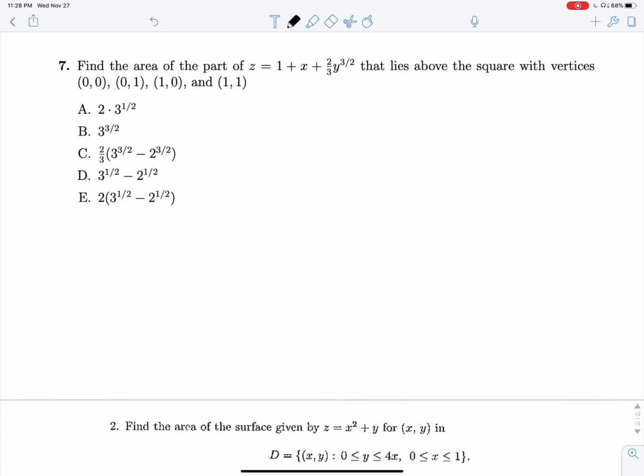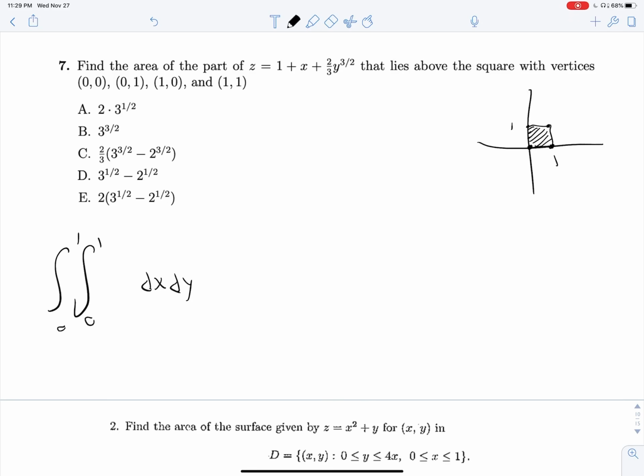Let's find the area of the part z equals 1 plus x plus some ungodly y thing that lies above the square with these vertices. So that's just going to be, I guess you could call it our unit square. So we're just dealing with that region, and we know that our final integral is going to be over 0 to 1, dx dy, because we're just looking at the shadow down onto the xy plane. And they're being nice to us. They're giving things to us in the form of z equals.